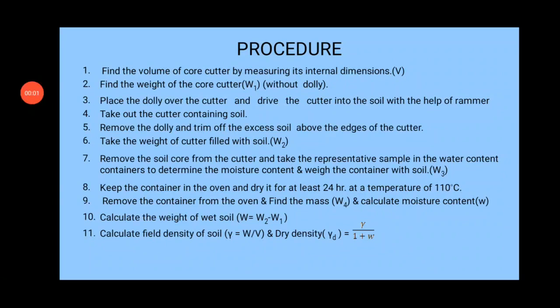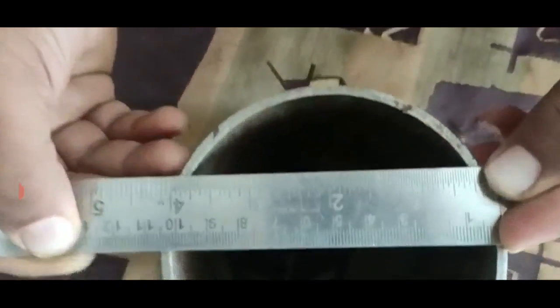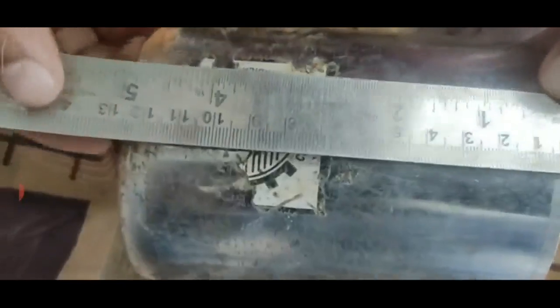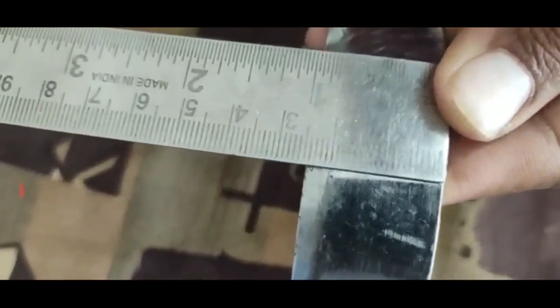So to start with the practical, firstly we need to determine the volume of the cylindrical core cutter by measuring the internal diameter and height of the core cutter. So let us start the practical for better understanding. Firstly, the inner diameter of the core cutter is measured, that is 10 cm. Height of the core cutter is measured, that is 13 cm. Then the inner diameter of the steel dolly is measured, that is 10 cm, and the height of the steel dolly is measured, that is 2.5 cm.